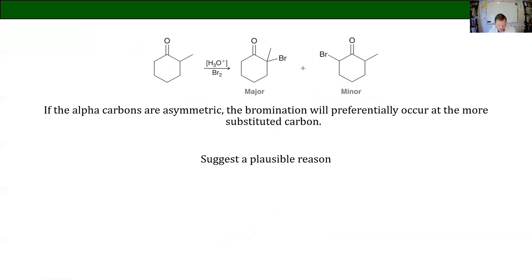So before we take a break, let's consider this. If the alpha carbons are asymmetric, bromination will occur preferentially at the more substituted carbon. Why might that be the case?